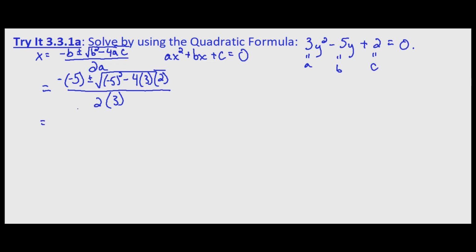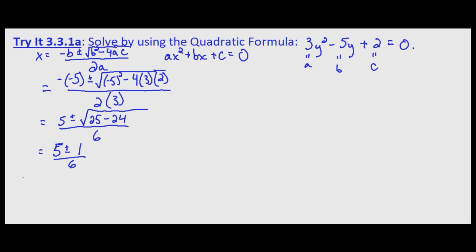So now we just go through and simplify. Negative 5 is just positive 5. Plus or minus the square root of negative 5 squared is 25, minus 4 times 3 times 2 is 24, all over 2 times 3 is 6. So that equals 5 plus or minus the square root of 1. 25 minus 24 is just 1. And the square root of 1 is just 1.